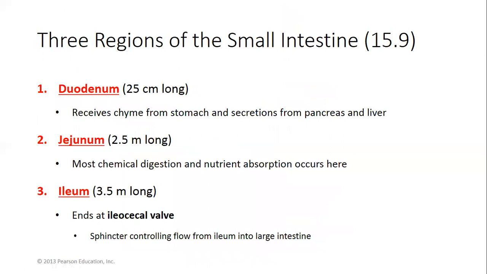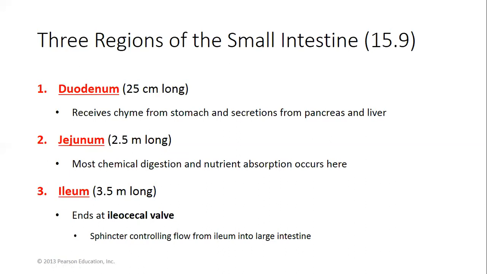On to the small intestine. There are 3 sections, from proximal, middle to distal: the duodenum, jejunum, and ileum. The duodenum is very short compared to the other 2. It's only about 25 centimeters long, but it's incredibly important. It receives chyme from the stomach, but also receives secretions from both the pancreas and the liver that help digest carbohydrates, fats, and proteins further. So it may not be very long, but it is incredibly important.